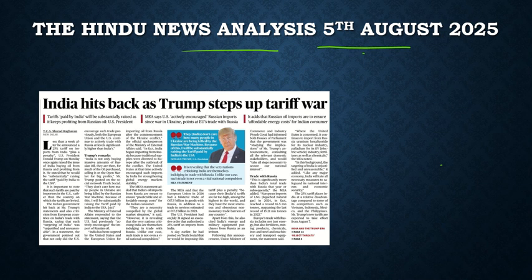When he came into office, we as Indians were very much celebrating his coming in, because we thought that the way his first term was, his second term would be somehow similar. But unfortunately, things started to change. He has become much more aggressive in his second term, and he put the world on notice.